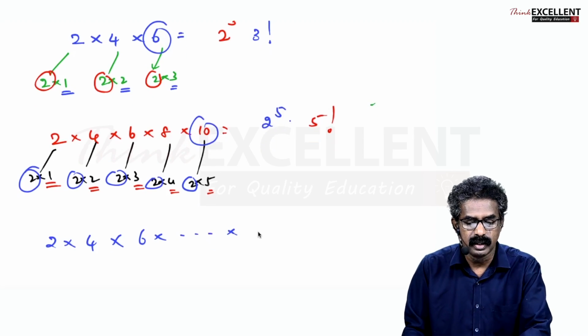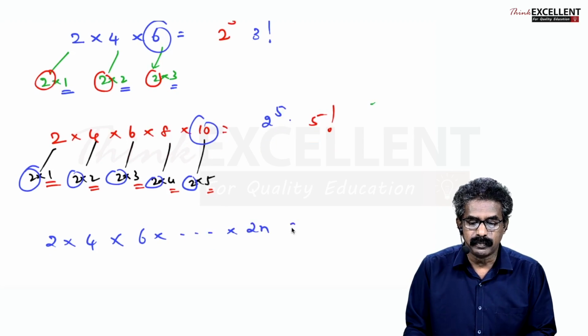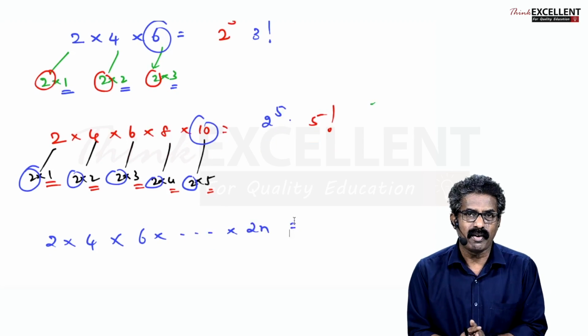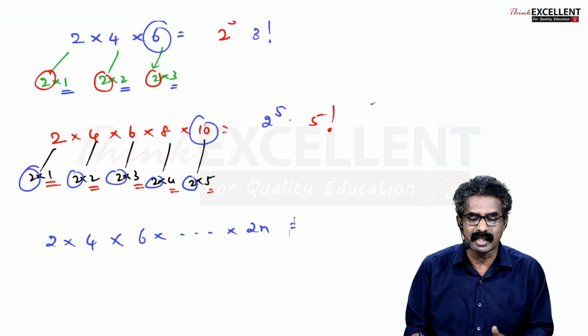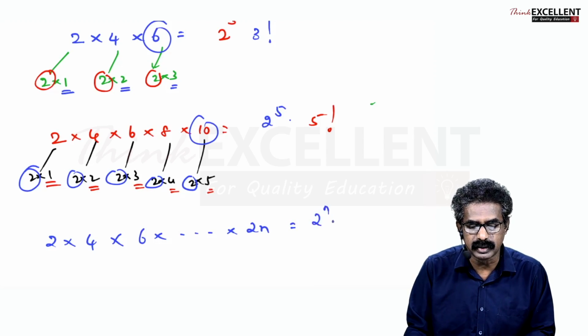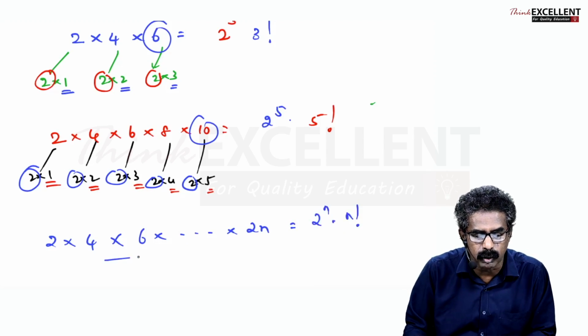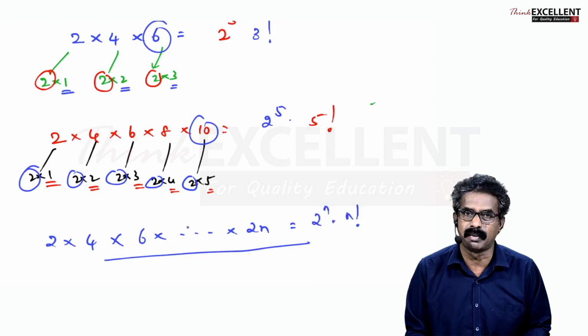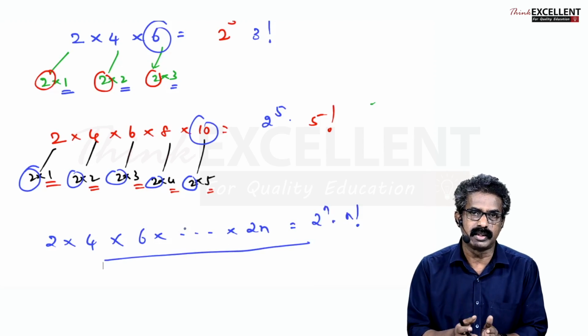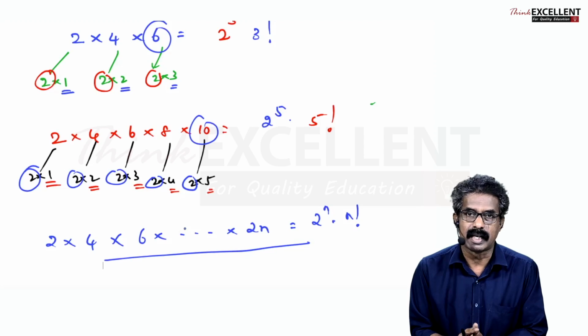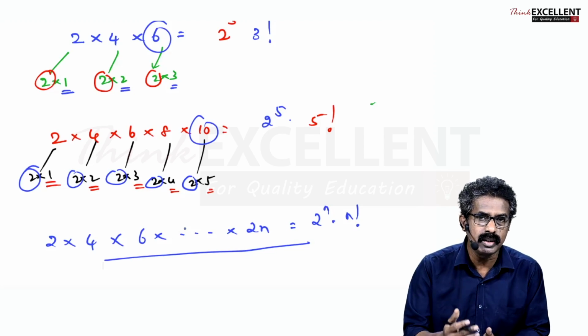Suppose if I write up to 2n. Last number is 2n. Half of that, n. So there are n factors. So your answer is 2 raised to n into n factorial. This is what I want. For you to understand only, I gave those examples. 2 into 4 into 6 into etc. up to 2n can be written as 2 raised to n into n factorial.